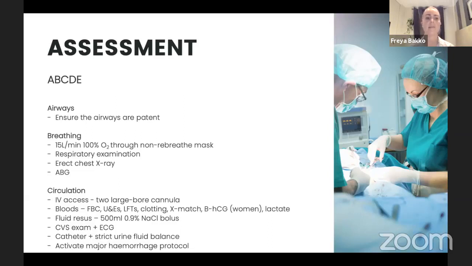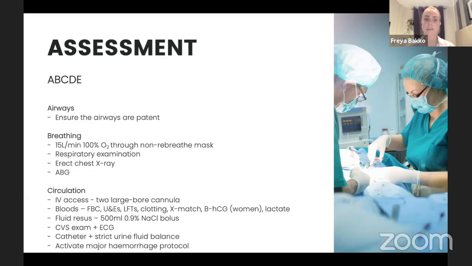So administer maximum oxygen, which is 15 litres, 100% oxygen through a non-rebreathe mask. This is important because with hemodynamic compromise, the patient is going to be slightly hypoperfused, so not enough oxygen going to the important organs, and therefore it's important to give them as much oxygen as you can.